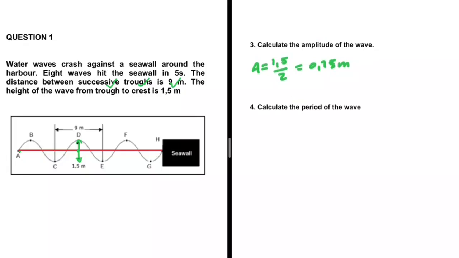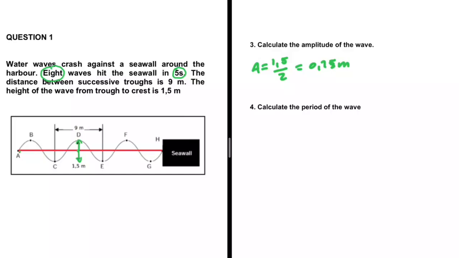And then the fourth question, calculate the period of the wave. So let's go ahead and take a look at the given information. 8 waves hit the seawall in 5 seconds. So we have 8 waves hitting the seawall in 5 seconds. That is actually all the information we need to calculate the period, because we don't have the frequency in this situation. So we cannot use frequency to calculate the period.